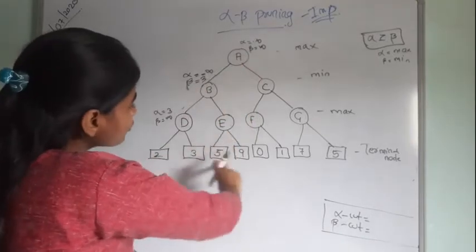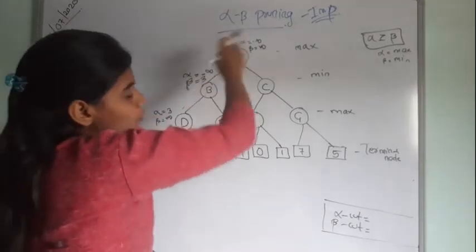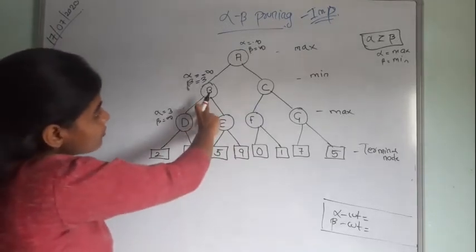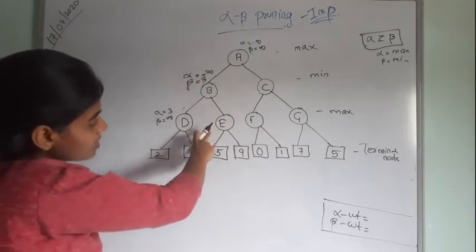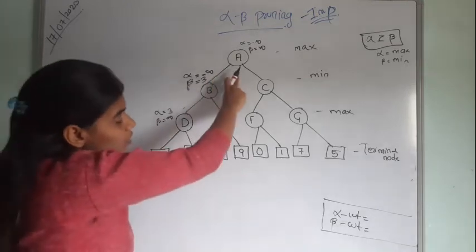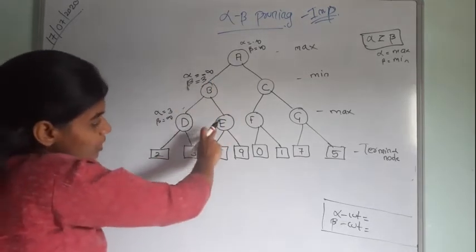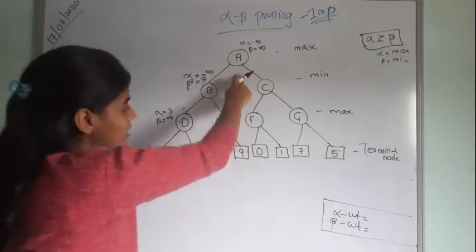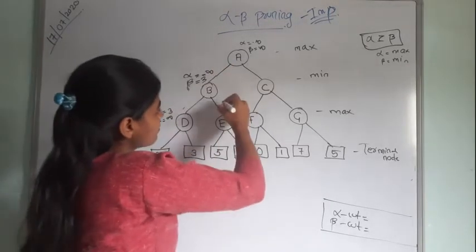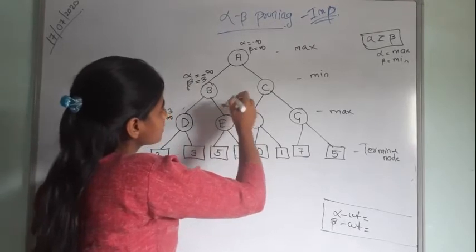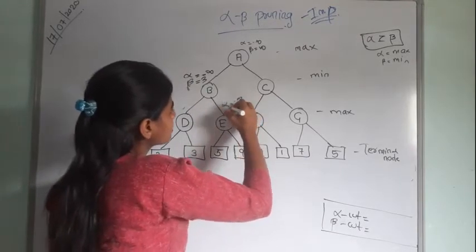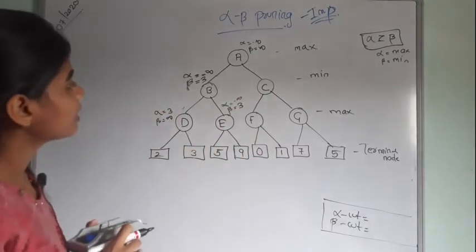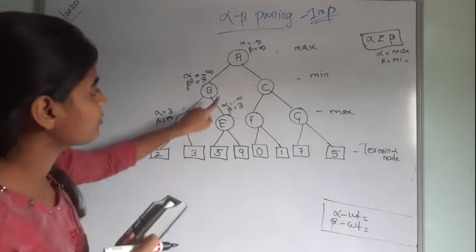I first have to check this part, then I can go further. Here you can see D is connected to only these 2 nodes, but when I go to B, B is connected to E and also to A. You have to first make the changes at E, then only can you go to A. That is the rule. So I will put the same value here: alpha is minus infinity, beta is 3.